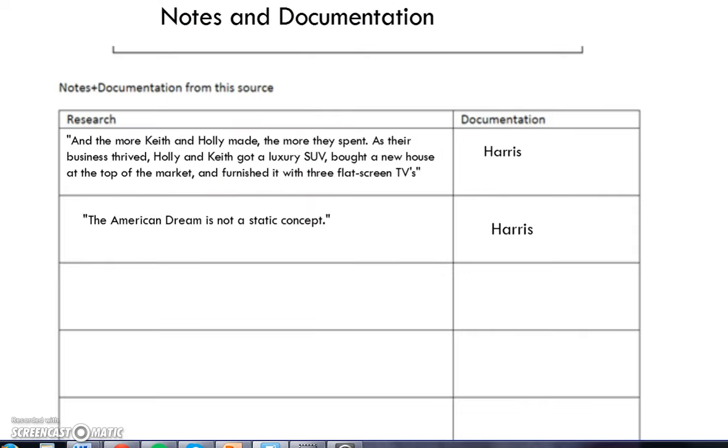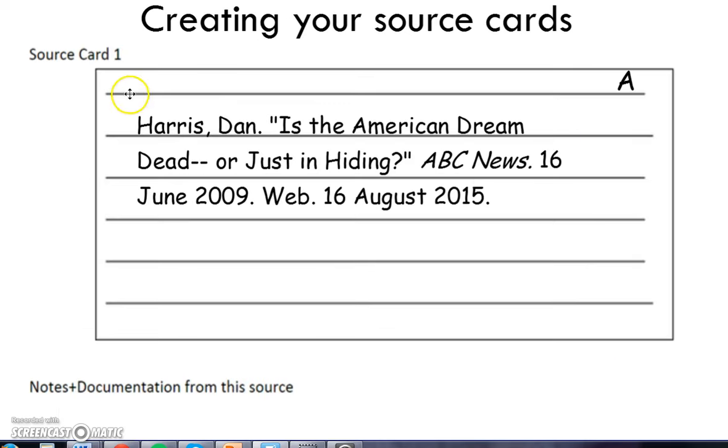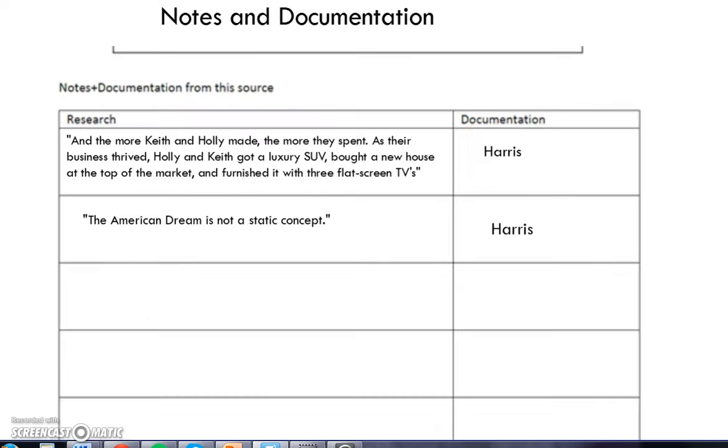Next is how we take notes from those sources. So you will also, in your packet, receive a page that looks like this, and this is where you're going to write down your concrete details, and then the documentation will be the source information. And for the documentation, all you need is whatever that first entry is. So if you look back at the source card, Dan Harris is the author. That's the first part of that entry. So on the documentation, all we need is Harris.